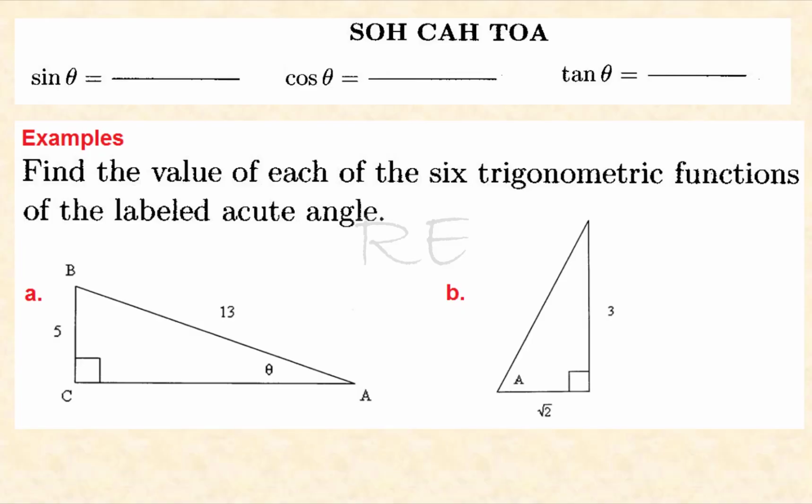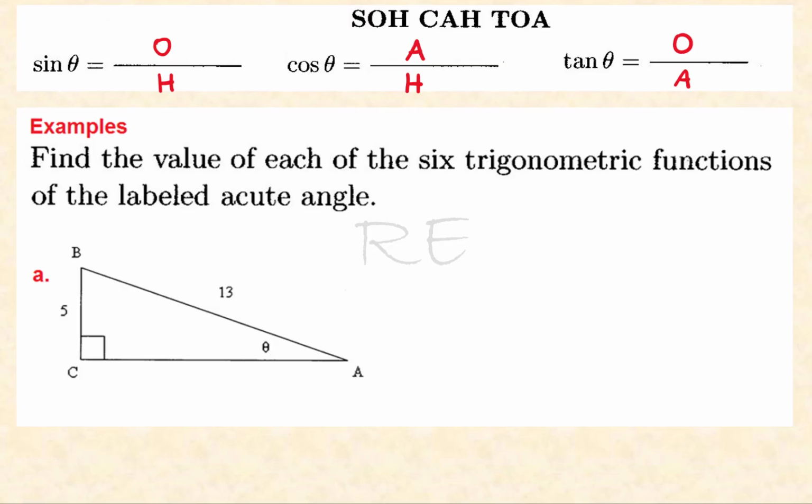Sine is opposite over hypotenuse, cosine is adjacent over hypotenuse, and tangent is opposite over adjacent: SOH-CAH-TOA. We are going to look for the 6 trigonometric functions of the labeled acute angle.